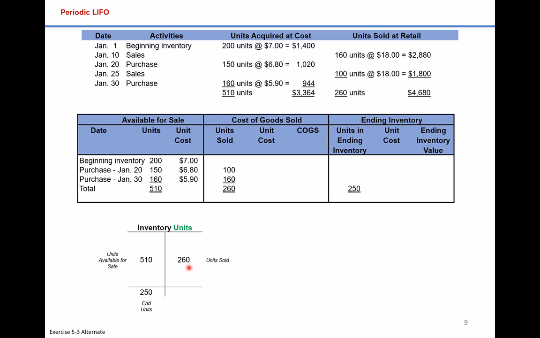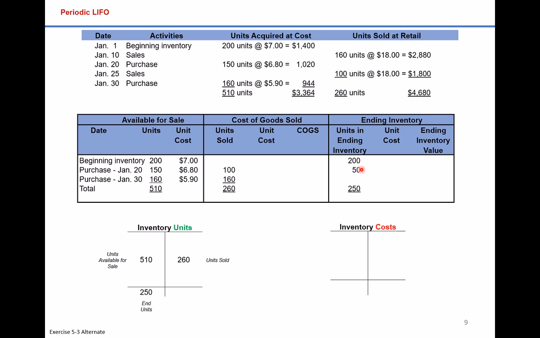So we know the 260 that were sold, what they comprise of. 100 from the January 20th layer, 160 from the January 30th layer. How about what's left? Well, we simply subtract them out, what was sold from what we started with. 100 out of 150 leaves 50 left for that layer. We used up all the January 30th, but we didn't touch any of the beginning stuff, so our ending 250 comprised of these two layers, the stuff we started with plus the 50 left over from the January 20th purchase.